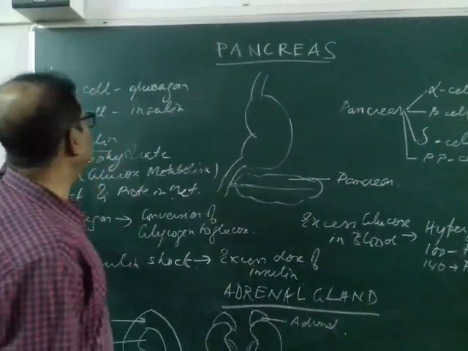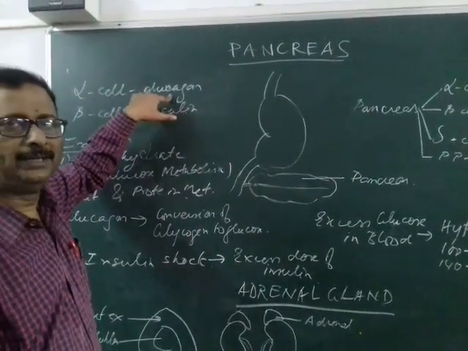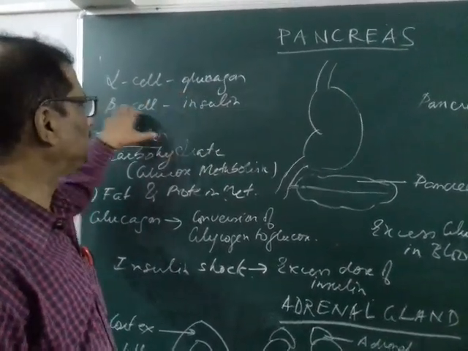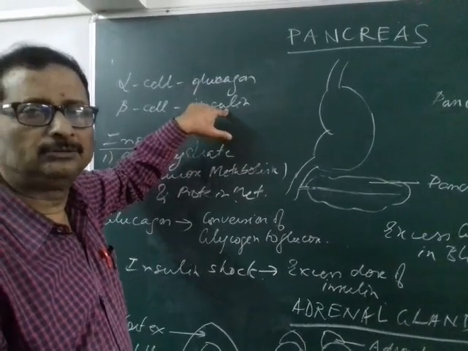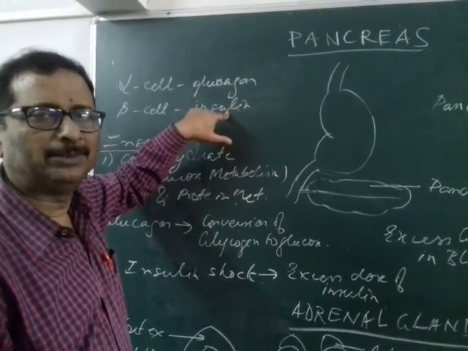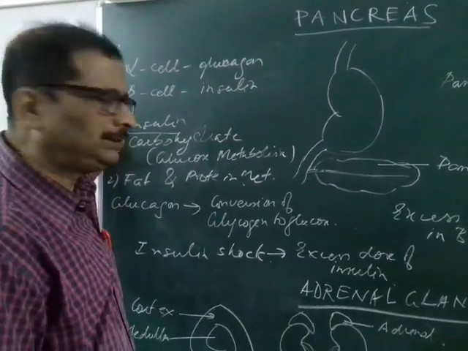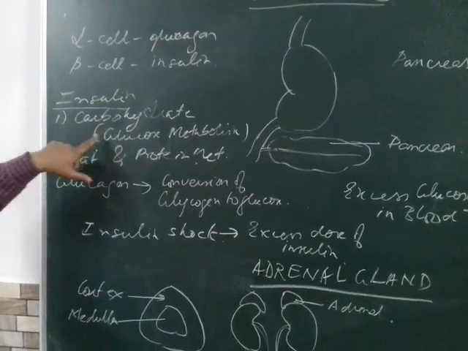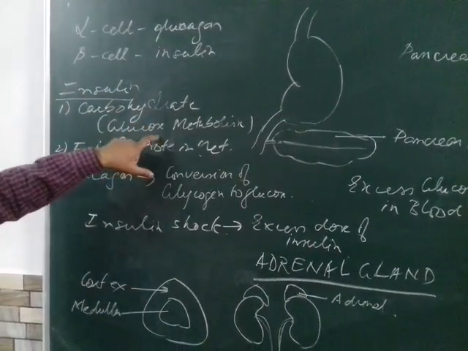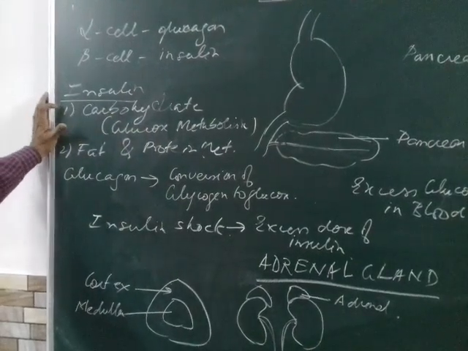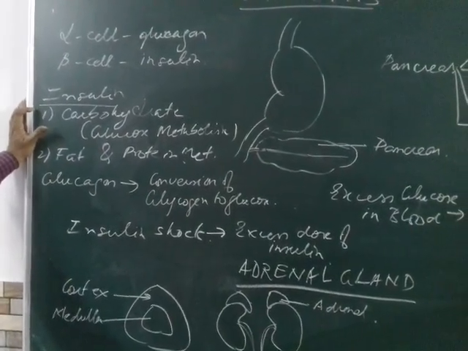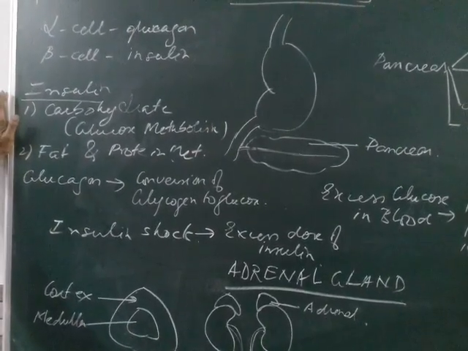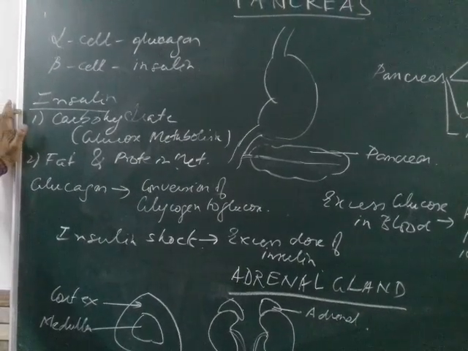Now alpha cells secrete a hormone which is called glucagon, and glucagon helps in conversion of glycogen to glucose. Beta cells secrete the hormone insulin, which converts excess glucose to glycogen to be stored in the liver and the muscle. Now what are the functions of insulin? We know that it mainly helps in carbohydrate metabolism, particularly glucose. That means the excess glucose is converted to glycogen and stored in the liver and the muscle with the help of this particular hormone. It also helps in the movement of the glucose into the cell membrane for oxidation and for generation of energy.